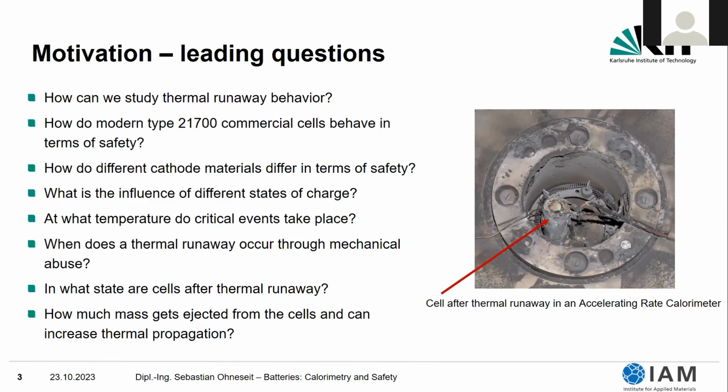We will have a look at the state of the cells after thermal runaway, and lastly, look at how much mass gets ejected from the cells, which is important because it could increase thermal propagation. In the picture here, you can see our accelerating rate calorimeter after a test with a destroyed cell. This was from a thermal abuse test.